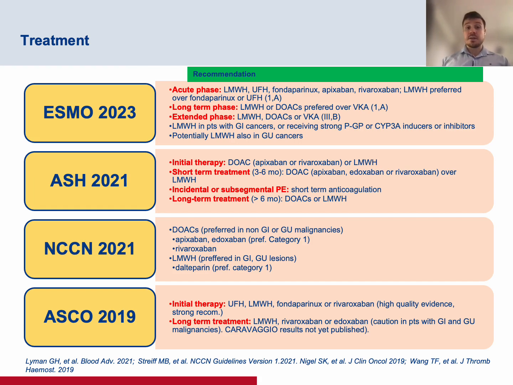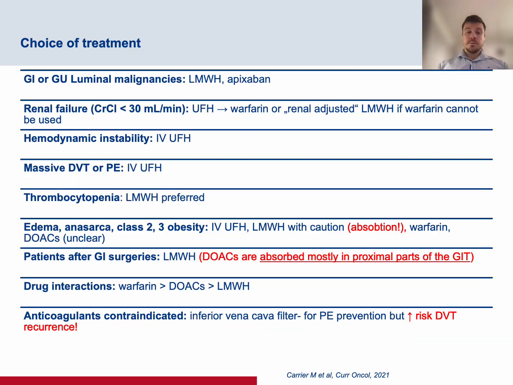This is now reflected in guidelines where DOACs should not be used in patients with upper GI cancers and potentially in genitourinary cancers and in patients receiving strong P-glycoprotein or CYP3A inducers or inhibitors. In these patients, low molecular weight heparin is the safest option. So how to choose between various treatment options? In patients with GI or GU malignancies, low molecular weight heparin or apixaban can be used.